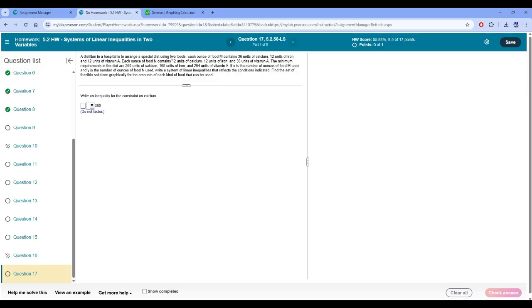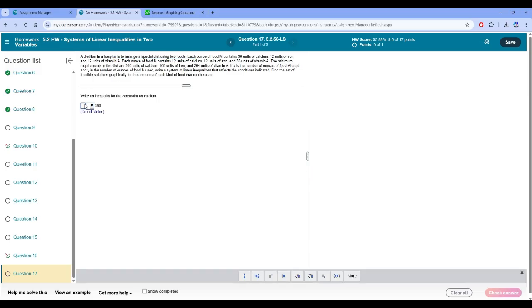Alright, so here, we have arranged a special diet of 2 foods. Each ounce of food has 36 ounces of calcium, 12 ounces of iron, and 20. Each ounce of the other food has 12 ounces calcium, 12 ounces iron, and the minimum requirements are 36 calcium. Oh my goodness, a lot of numbers, a lot of variables. Okay, so here, 360. We have 2 foods, right? So it's going to be 36x plus 12y less than or equal to that.